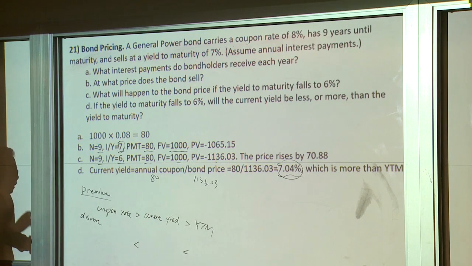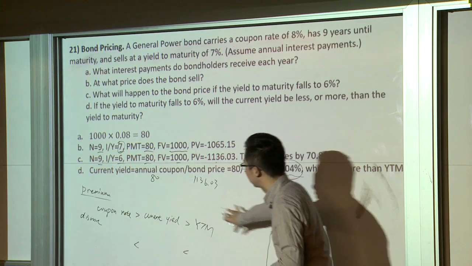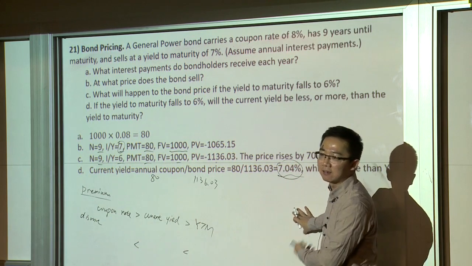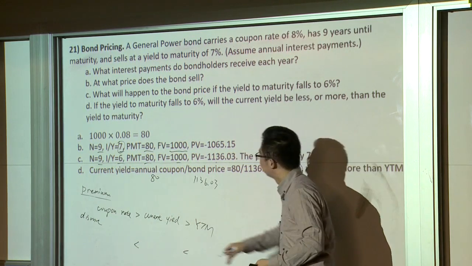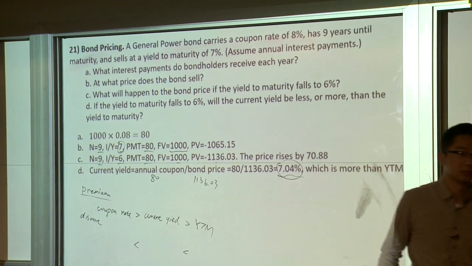Okay? If you're not sure about this, try an example. If you're not sure about what the direction should be, give yourself some numbers and try it in your calculator. You're going to easily get the answer to this. But in this case, current yield is 7%, and it's greater than 6%. Okay? Good.